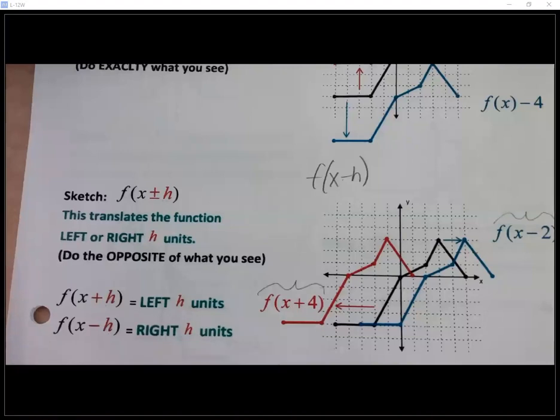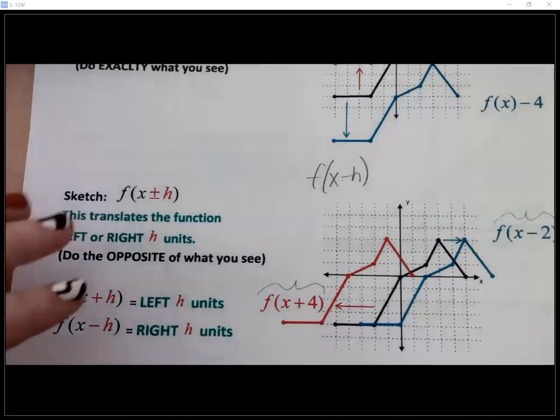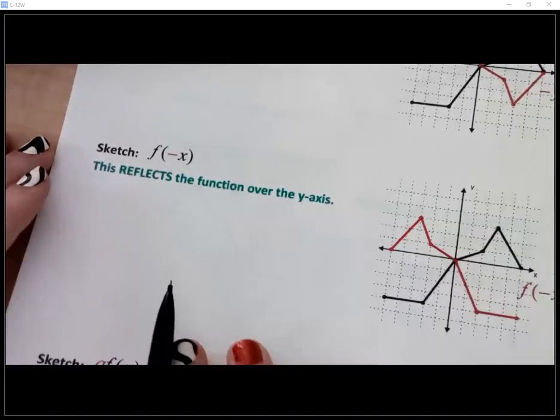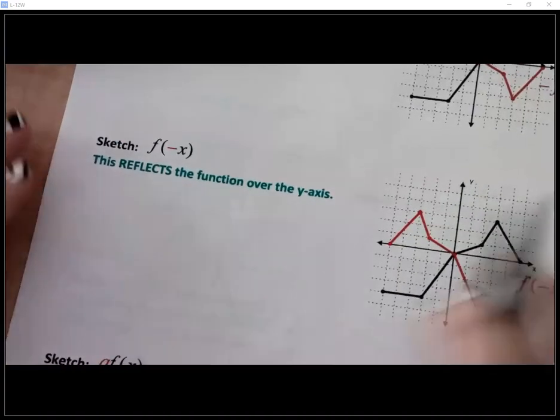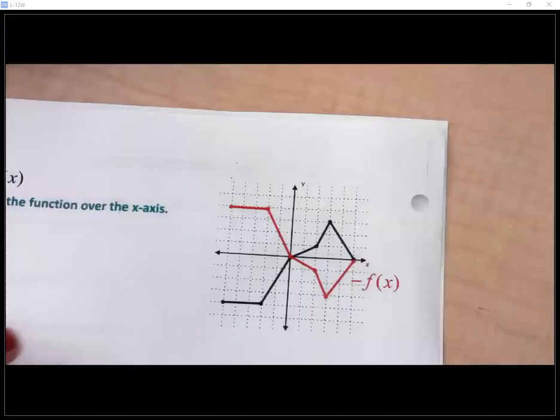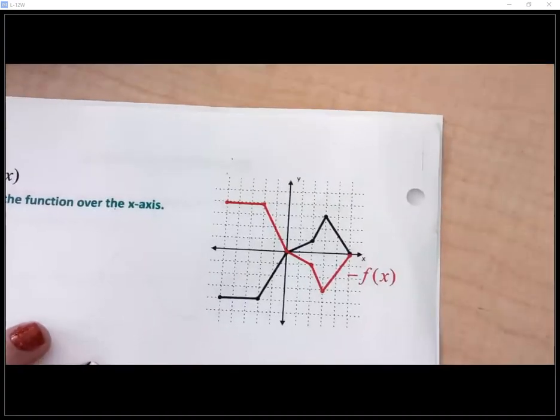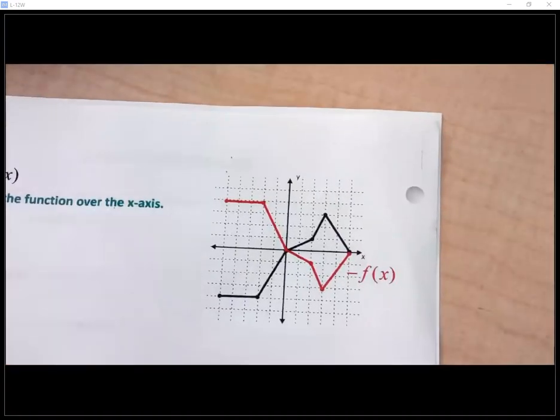Okay, so far we're all right? All right, let us flip. Now, what should I do if I want to flip the whole thing over? If I want to flip it over the x-axis, think about what has changed.